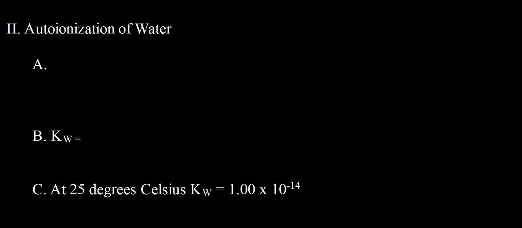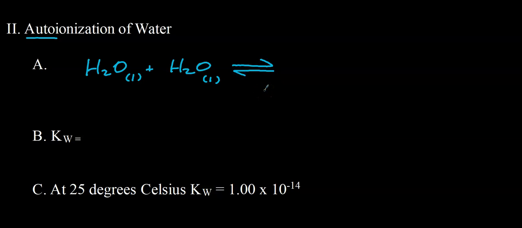All right, let's take a look at what's next. We have the auto ionization of water. That prefix auto means self. So water all by itself ionizes. It forms ions. So let's take a look at our equilibrium equation for the auto ionization of water.